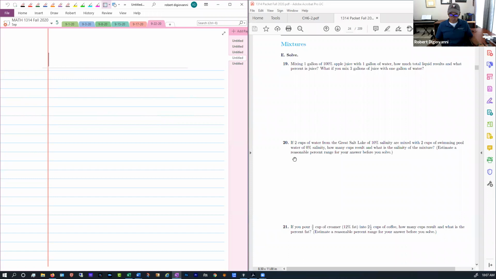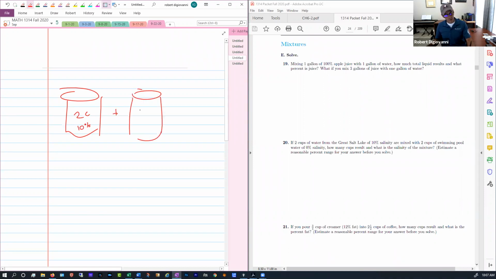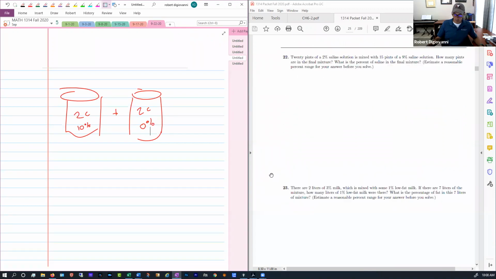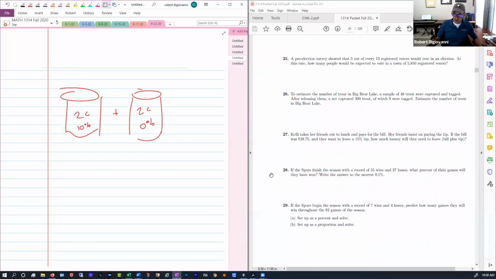2 cups of water from the Great Salt Lake with 10% salinity are mixed with 2 cups of swimming pool water with 0% salinity, right? So you've got 2 cups of 10% salt, and you're mixing that with 2 cups of 0%. Does that make sense for number 20? It's the same problem, just in words. Same type of problem. Okay, I'll let you go after that yourself.